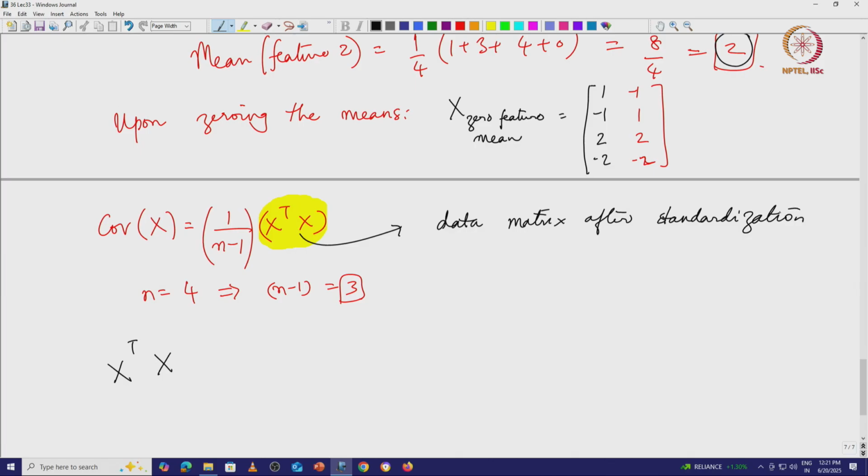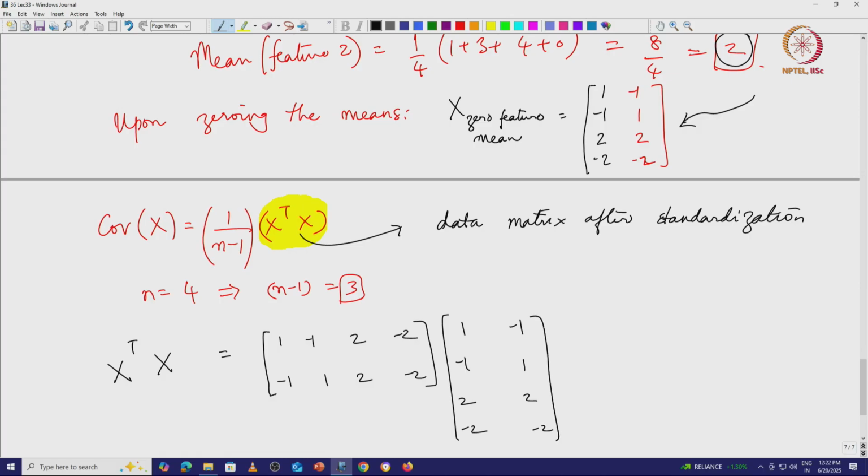And here, in this simple example, we are going to consider that as this X matrix. So X transpose is where you interchange the rows and columns, so that becomes 1, minus 1, 2 and minus 2. The first column becomes the first row and the second column becomes the second row. So that is X transpose, and then you have X, which is again 1, minus 1, minus 1, 1, 2, 2 and minus 2, minus 2.